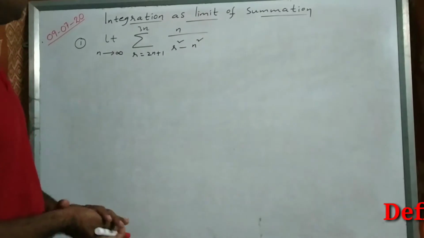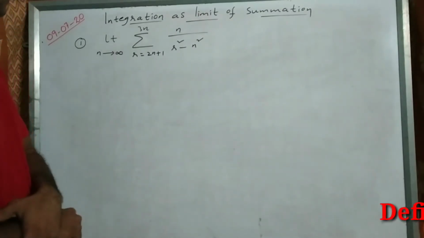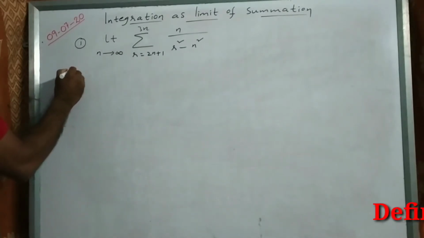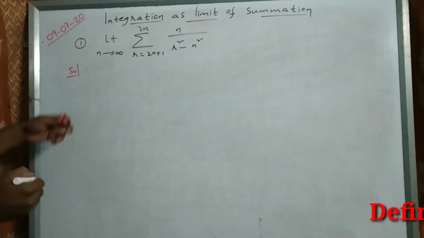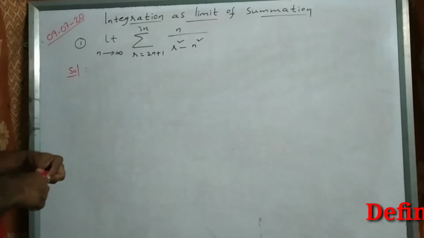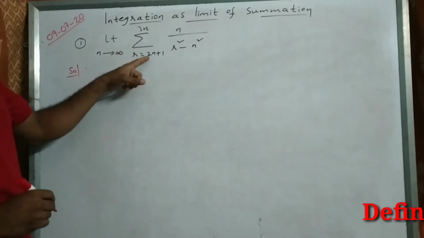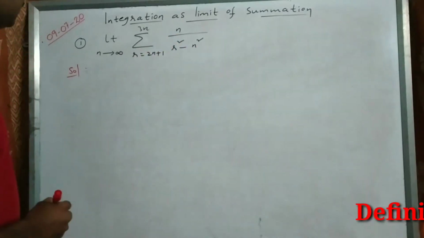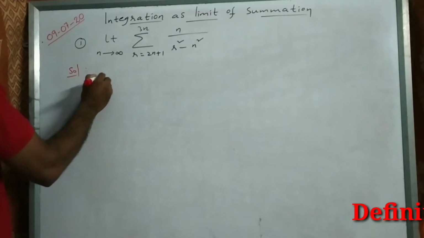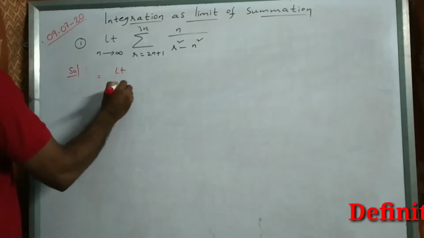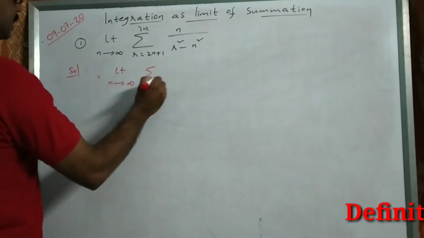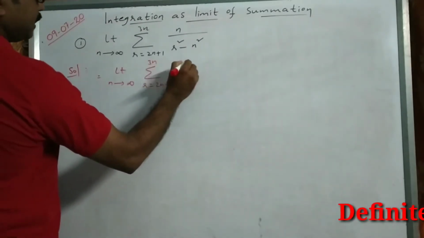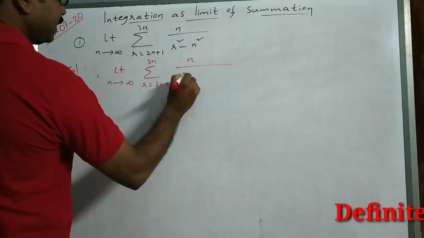Hi students, in integration as limit of summation, look at this problem. Directly summation notation is given. Limit n tends to infinity, summation r equal to 2n plus 1 to 3n, n by r square minus n square. So I will take limit n tends to infinity, summation r equal to 2n plus 1 to 3n, n by, I will take n square common here.